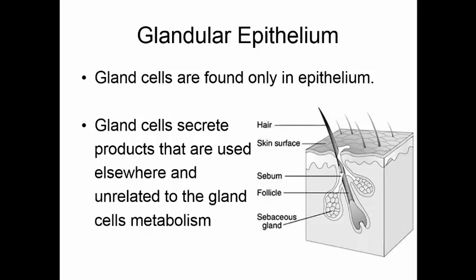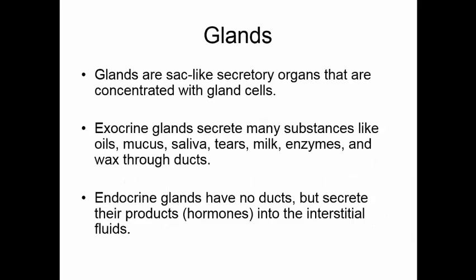All right, glandular tissue are cells that are only found in the epithelium. They secrete out some kind of product that is used elsewhere. So they create something that is used somewhere else inside the body, and they're typically unrelated to the gland cell metabolism. So the actual function of that particular cell, they're basically making something for the entire body. So they have a larger function there. And glands are those sac-like secretory organs that are concentrated with gland cells.